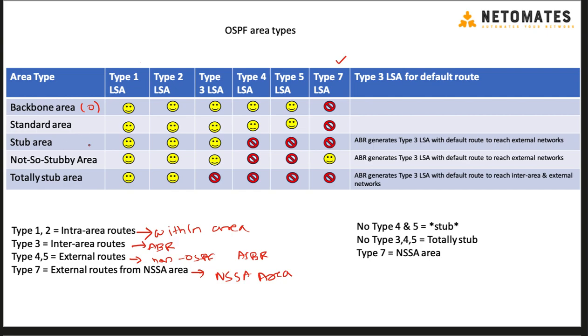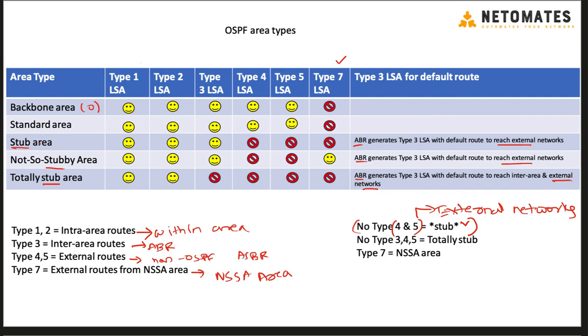And stub area. Whenever you see the word stub in any area type, you should remember that these types of areas won't allow type 4 and 5 LSAs. That means it won't allow any link state updates for the external, non-OSPF networks. Then how will they reach or learn about the external networks? In these areas, the ABR will generate a default route to reach the external networks.